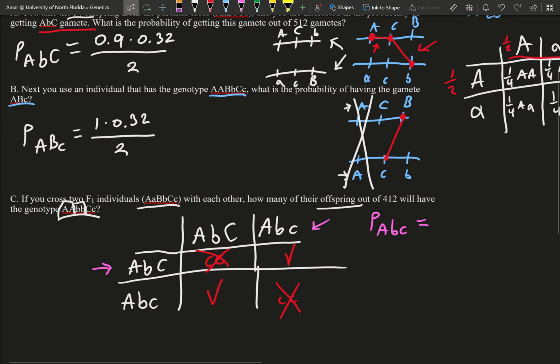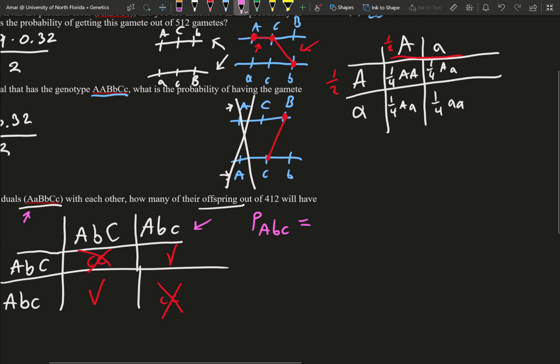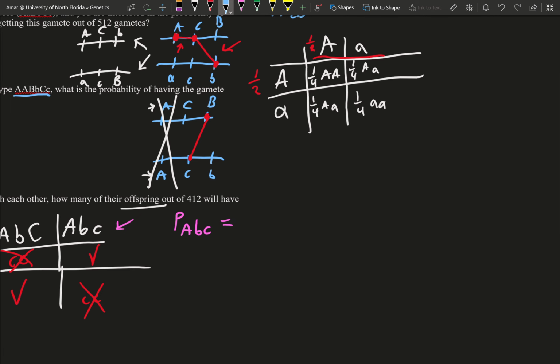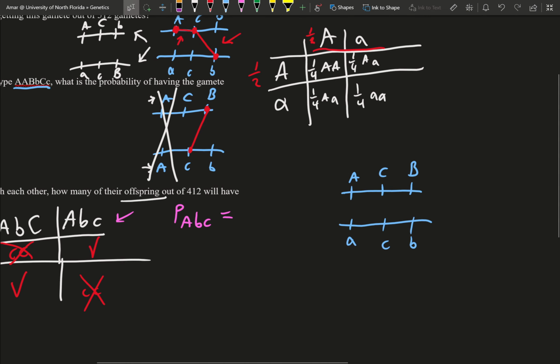And keep in mind this individual is heterozygous. So let's do that. We're going to draw our linkage map again. You always need to draw your linkage map for these problems. Okay, so what we want is, for this one, we want a big A, we want a little b, and a little c.